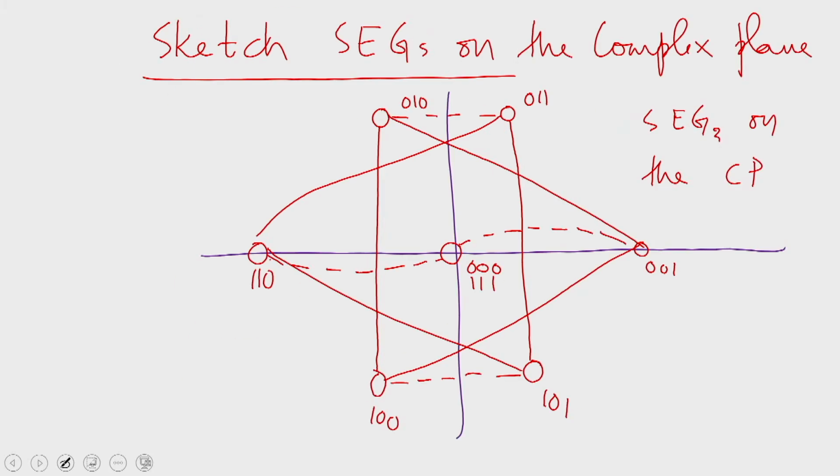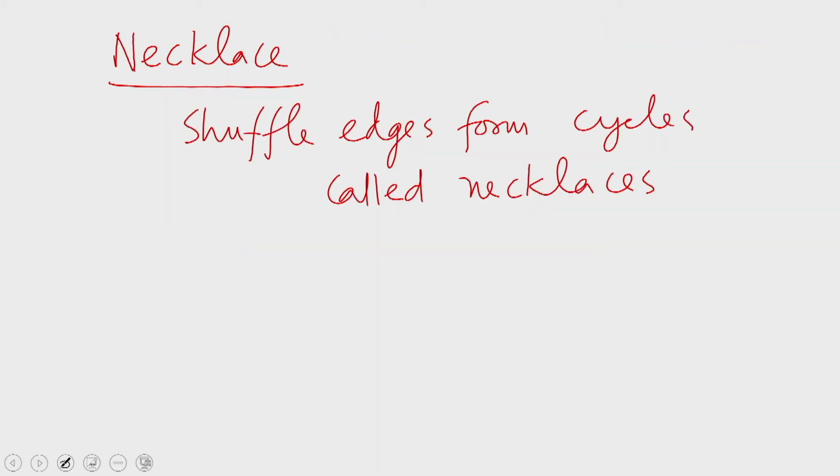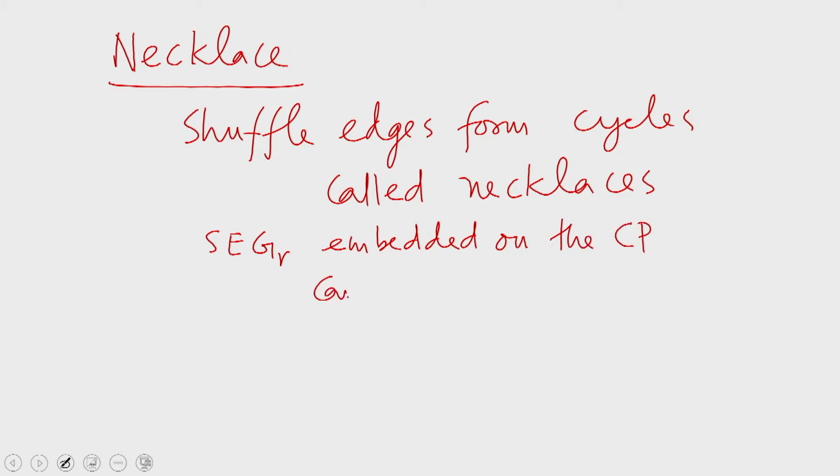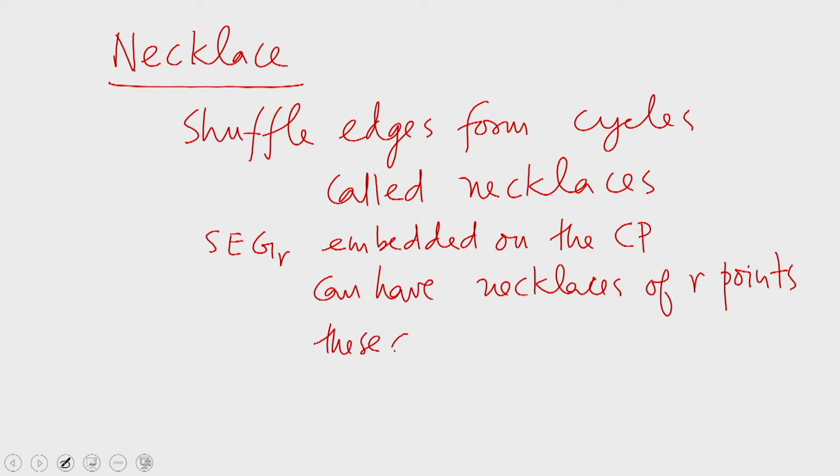If you look at the plotting of a 3-dimensional shuffle exchange graph, we find that we have 2 necklaces of length 3 each. So, in particular, a shuffle exchange graph of dimension R, embedded on the complex plane, can have necklaces of R points. Of course, no necklace can have more than R points because every shuffle edge corresponds to a 2 pi by R radians rotation. But we can have necklaces of R points. These are full necklaces. Some necklaces may not be full. These are called degenerate necklaces.